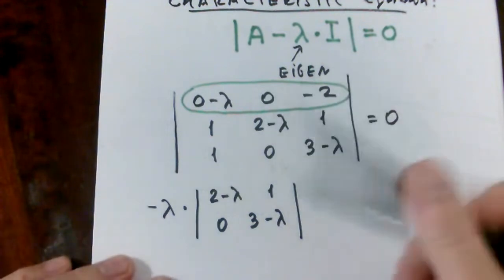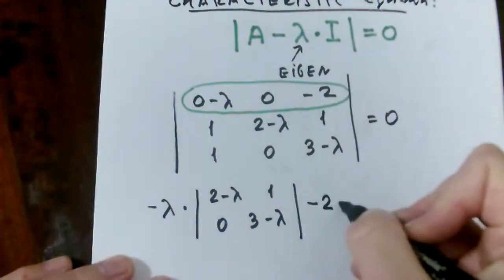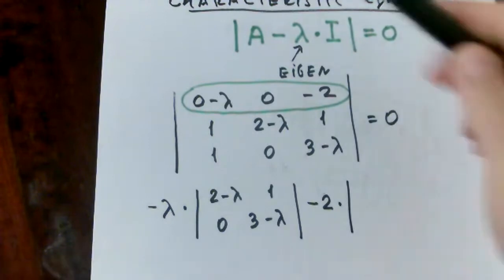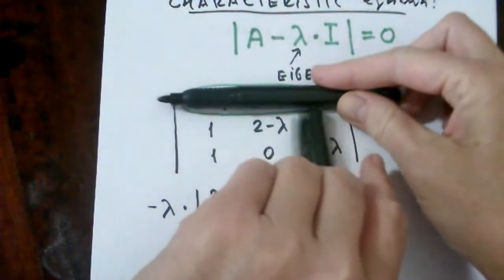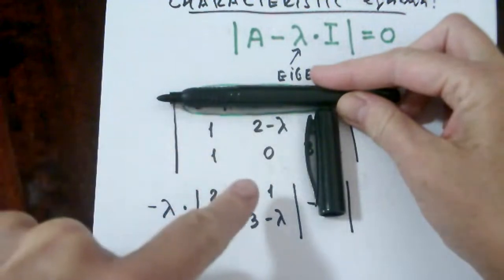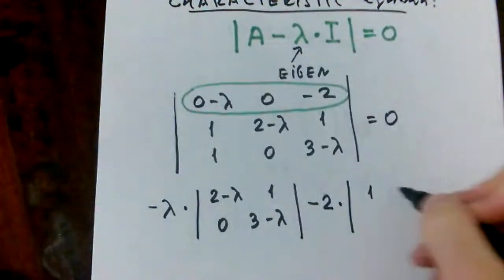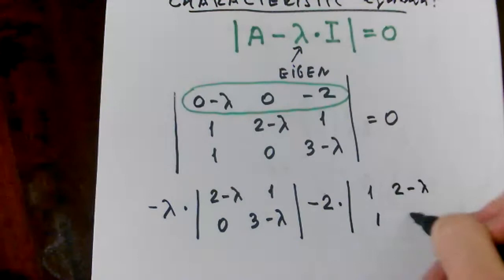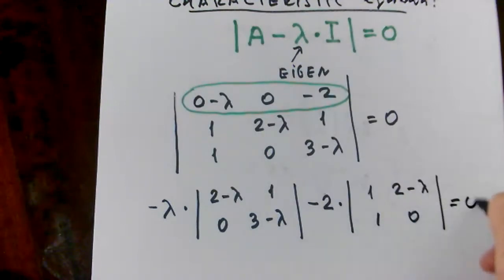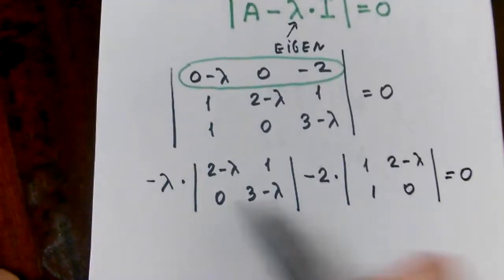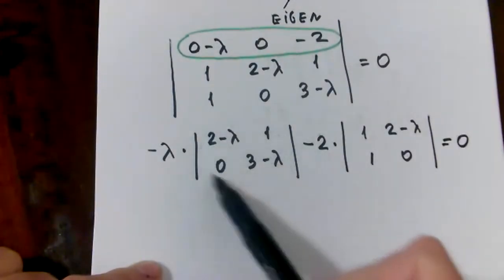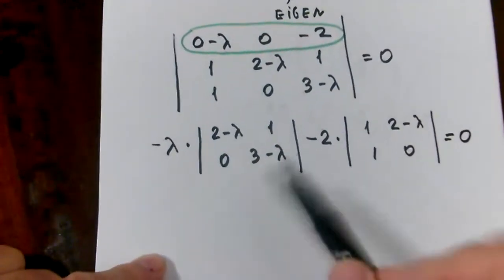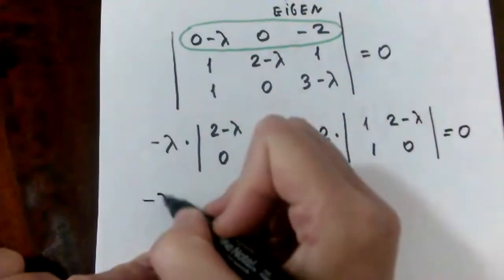The second element in this row usually comes next, but we ignore it because it's just 0. We immediately go to the last one, minus 2. Minus 2 times what? Again, we are crossing out row number 1 and column number 3 this time. And we are left with this 2 by 2 matrix: 1, 2 minus lambda, 1, 0, and we write the equality to 0. Now it looks a little bit better, but we still need to calculate these 2 by 2 matrices' determinants, which is pretty easy.